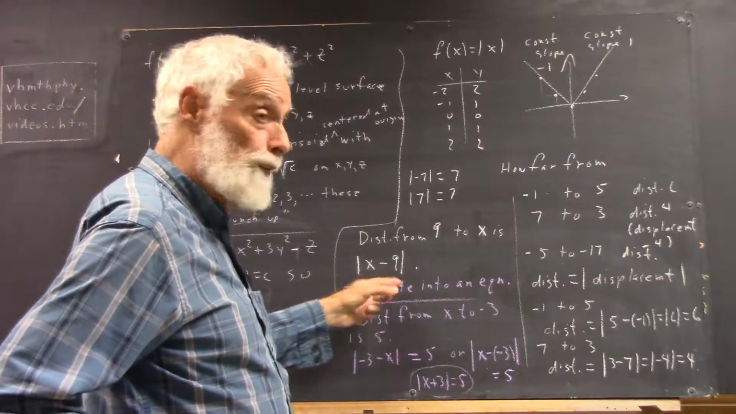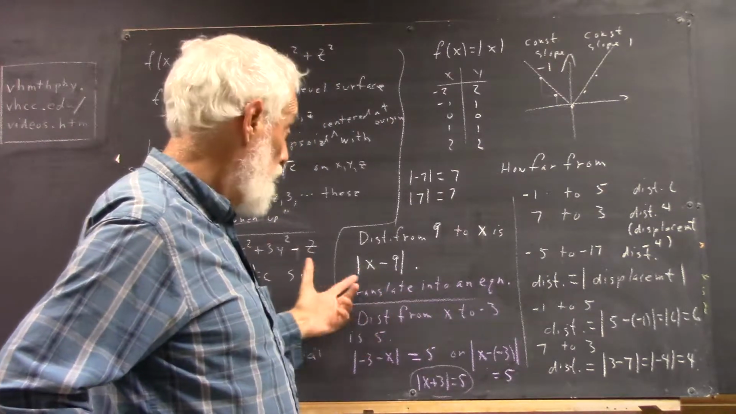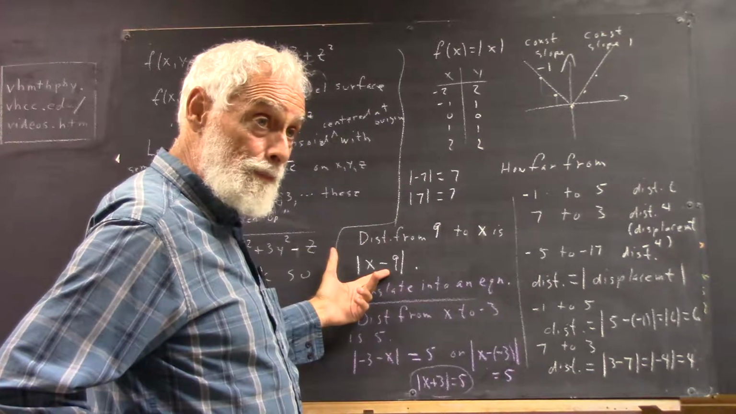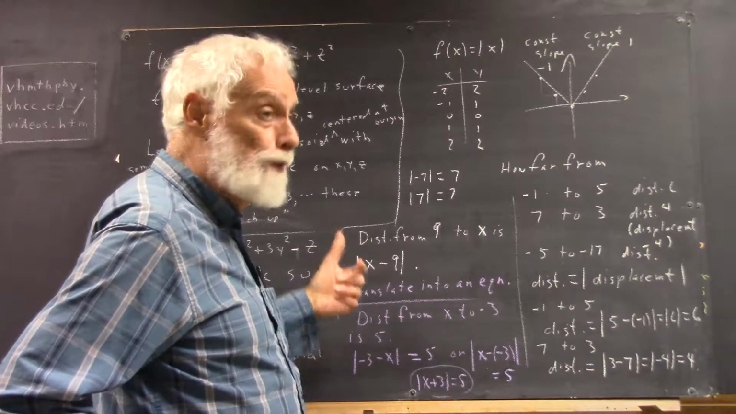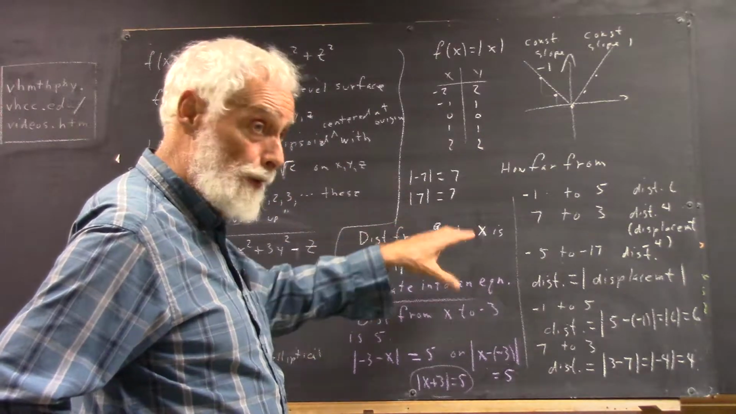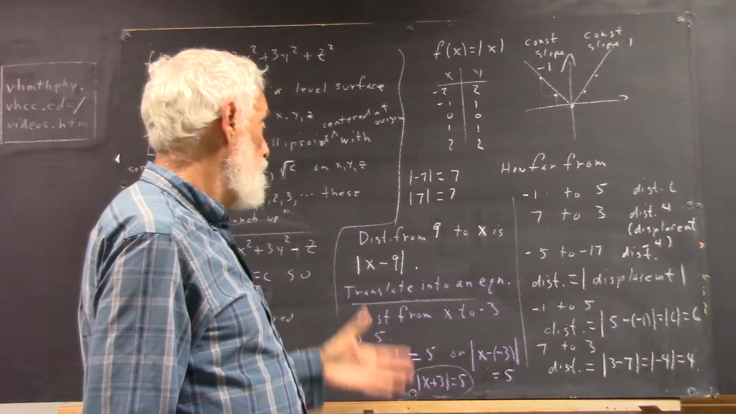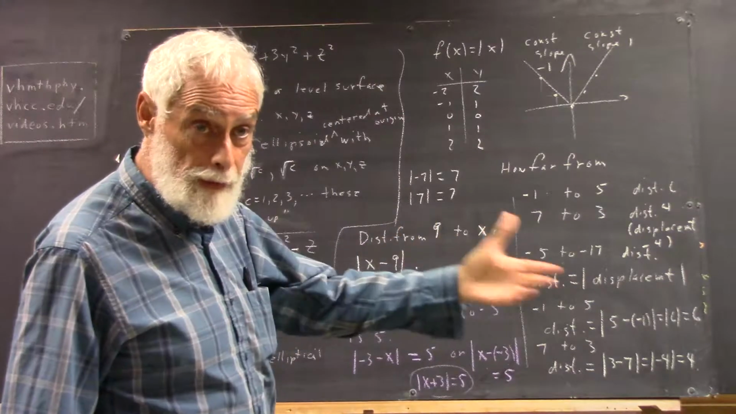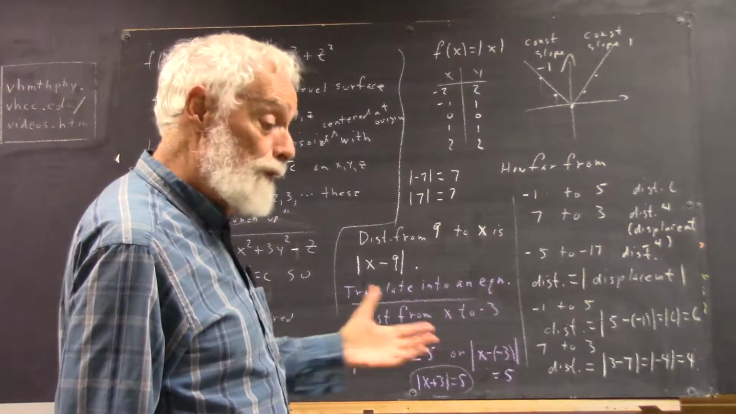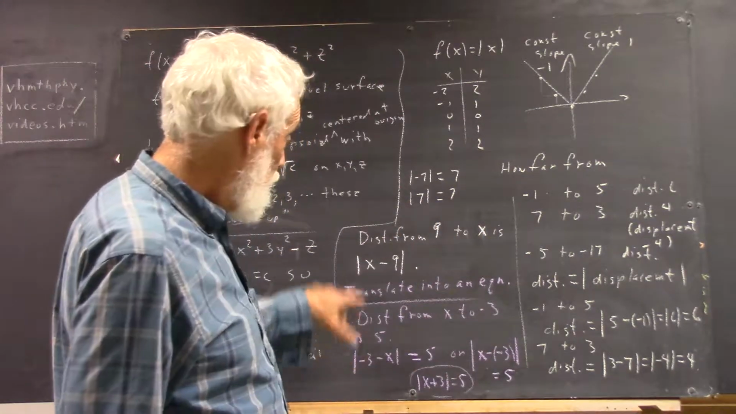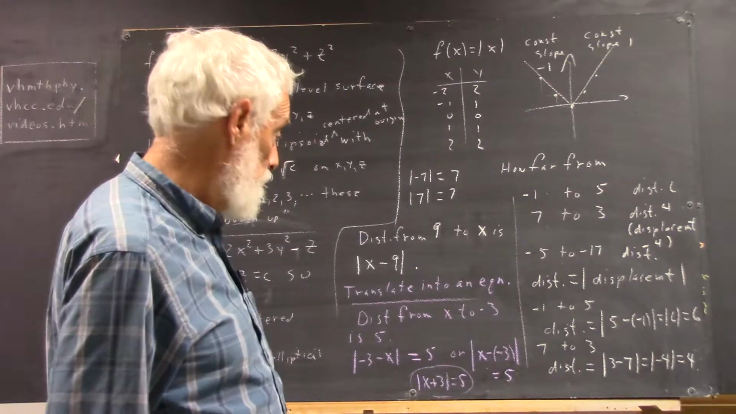If we do x minus 9 and x is 3, we get -6. But 3 is 6 units from 9. If we take the absolute value, we get the right result. If x is 15, then 15 minus 9 is 6, and that is the displacement. It's also the distance, because the absolute value of 6 is 6.